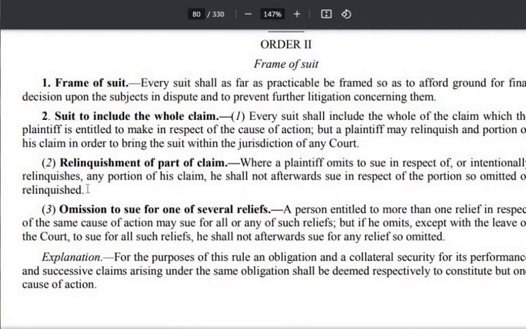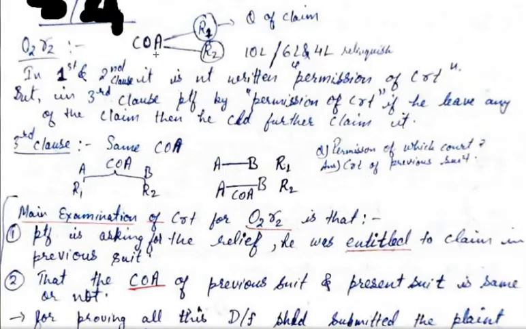So the first thing we get from Order 2 Rule 2 is that suppose there are several reliefs. Suppose for this cause of action there are several reliefs, relief 1 and relief 2. Now suppose in this relief he relinquishes a part of that claim. If he relinquishes the part of the claim, then the second suit is barred if he files the second suit for the relinquished portion.